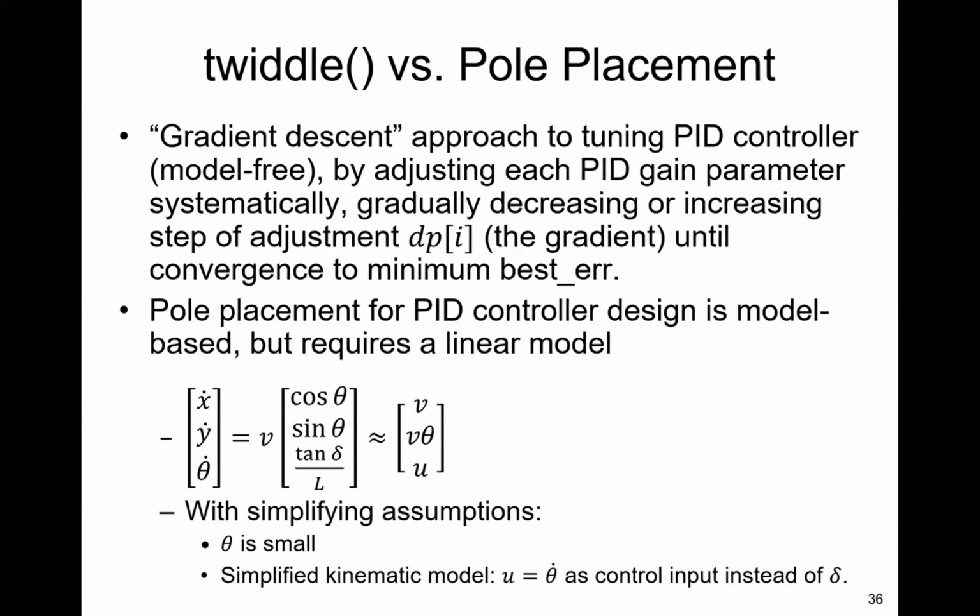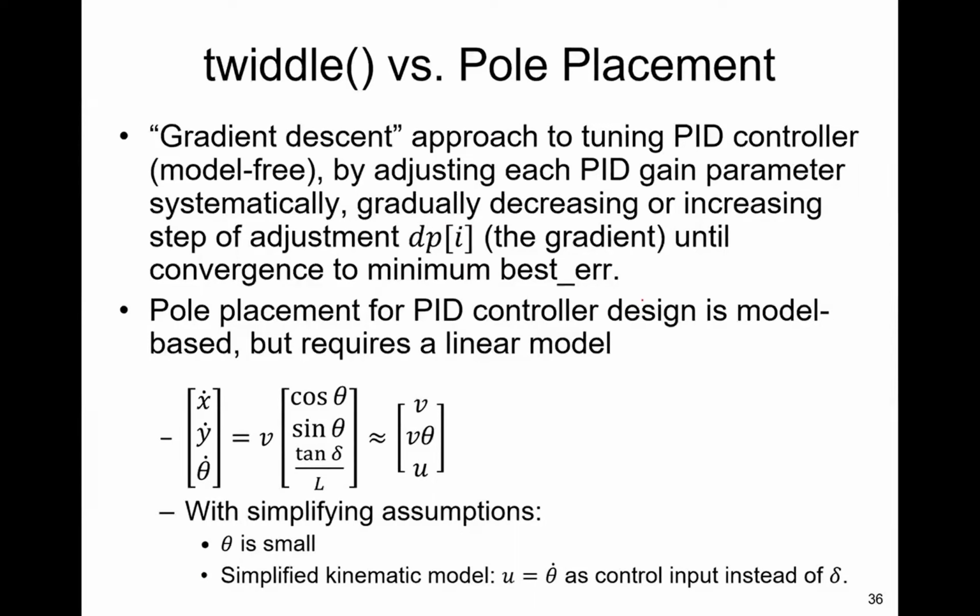Therefore, twiddle is universally applicable to any system by gradually adjusting the parameter with adaptive step size dp until convergence to a minimum best error, given the dp's upper bound. So when the parameter P's step size adjustment dp stops changing, you stop.